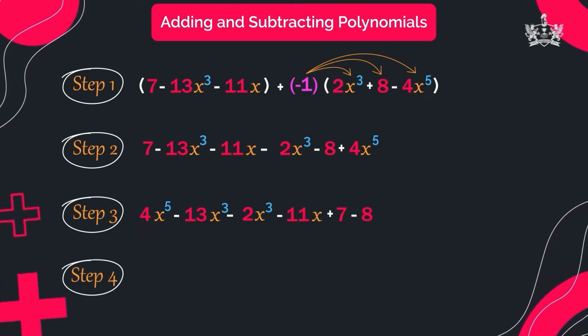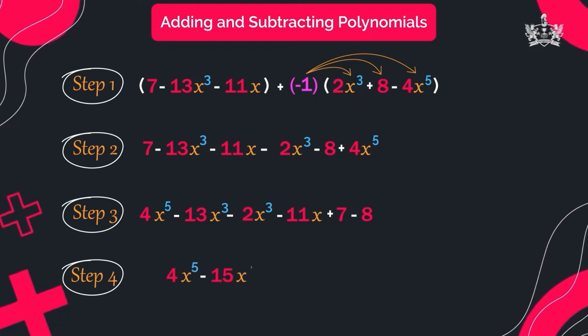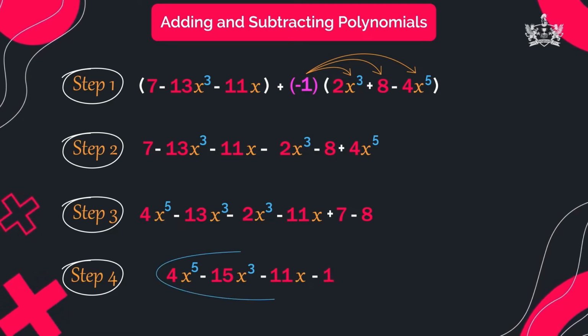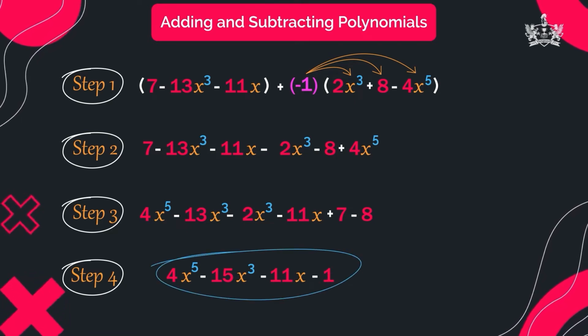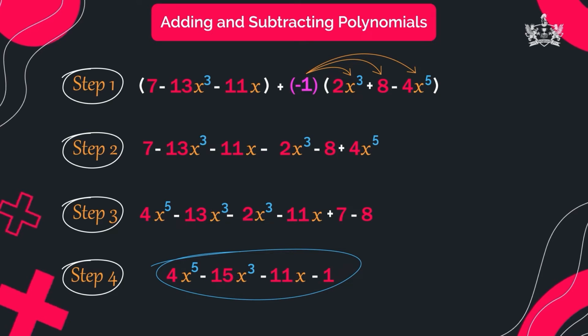Combining the like terms, we get 4x to the 5th power minus 15x cubed minus 11x minus 1. Final answer. Great job! Don't forget to practice this more until you can do this without thinking about it.